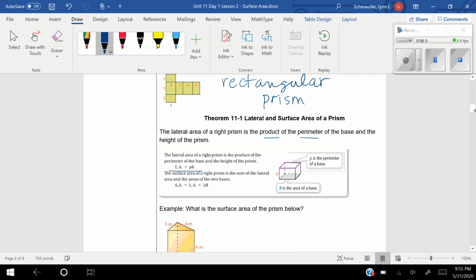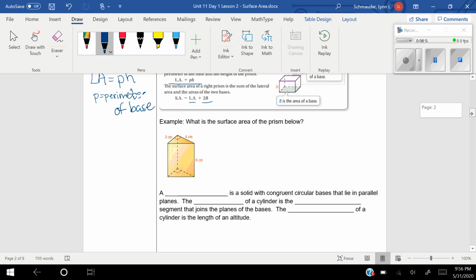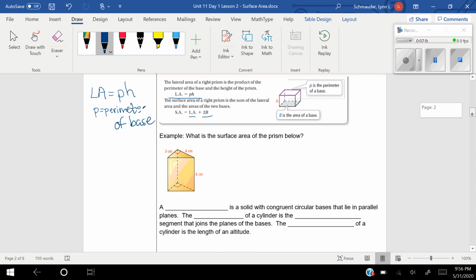So here it is, LA equals perimeter times height, perimeter of the base times the height, and the surface area, just like I told you earlier, we're just going to take the lateral area and then we're going to add the area of the two bases. And they'll be a polygon of some sort.